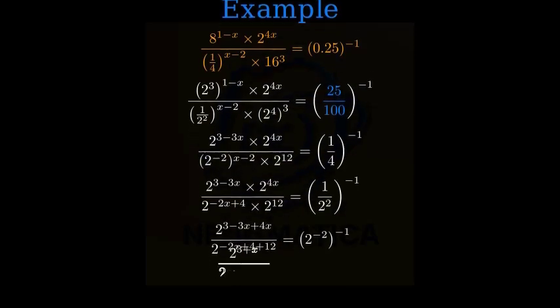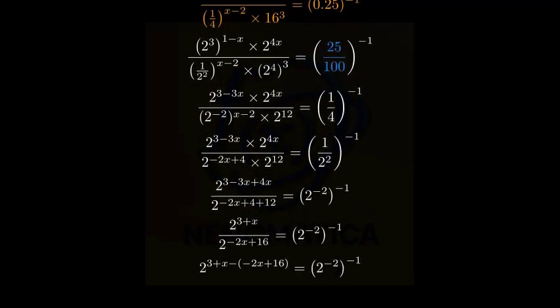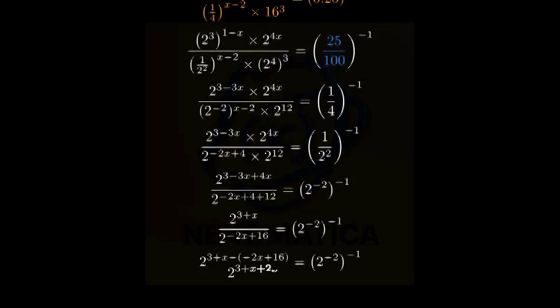Next, I'll use the law of exponents that states a^m divided by a^n equals a to the power of m minus n. So I can rewrite this fraction as 2 to the power of 3 plus x minus the quantity negative 2x plus 16. Let's simplify the exponent on the left side. 3 plus x minus (negative 2x plus 16) equals 3 plus x plus 2x minus 16, which is 3 plus 3x minus 16. Meanwhile, on the right side, the negative exponent of negative 1 means we take the reciprocal of 2 to the power of negative 2, which gives us 2 squared. Let's simplify the exponent on the left side further.